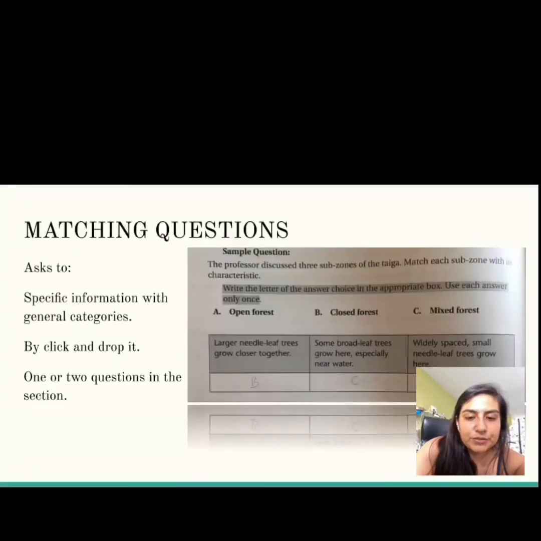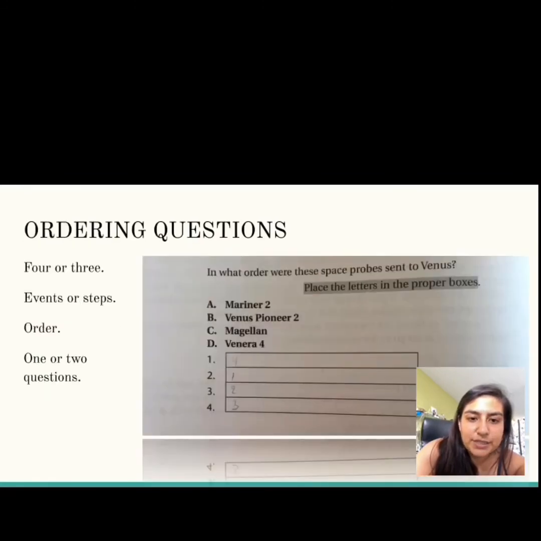Matching questions. They are based on asking you to match characteristics or specific information with general categories. You just have to choose the choice by clicking and dropping it into the correct box. There will be 1 or 2 times that this question can appear in the test.